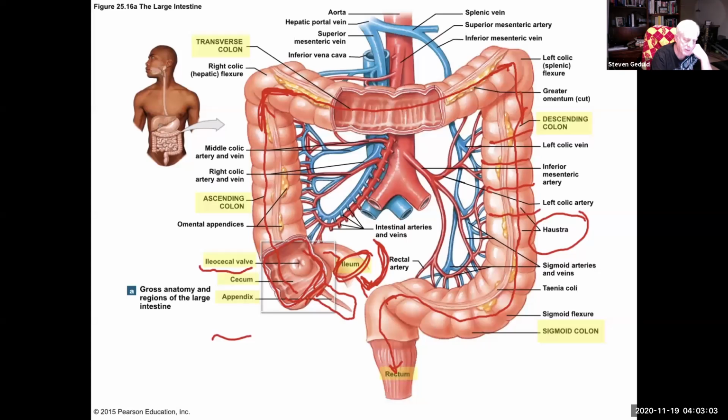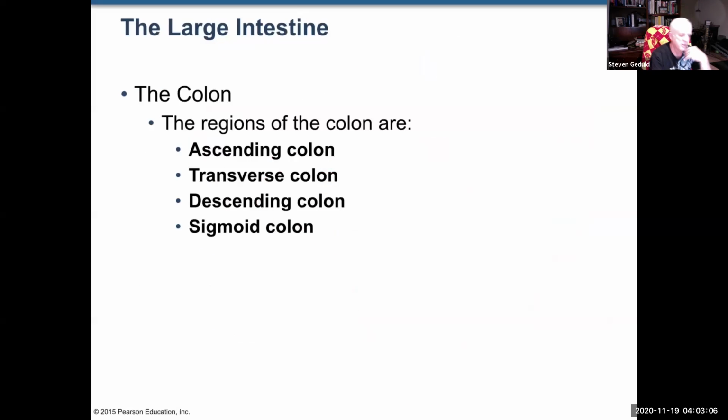A large intestine, I'm sorry. I said small intestine. So the colon. The regions of the colon are your ascending, transverse, descending, and sigmoid. Those are the four regions of the, gosh, I keep saying it, large intestine.